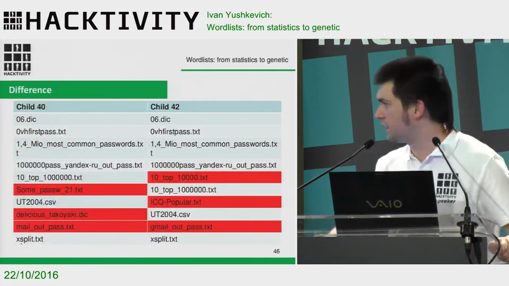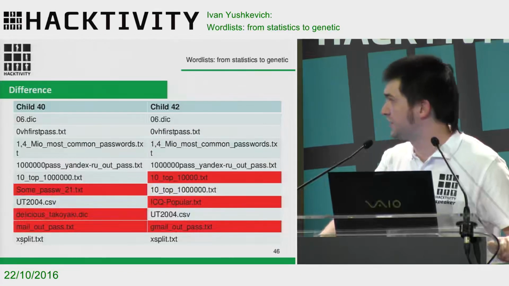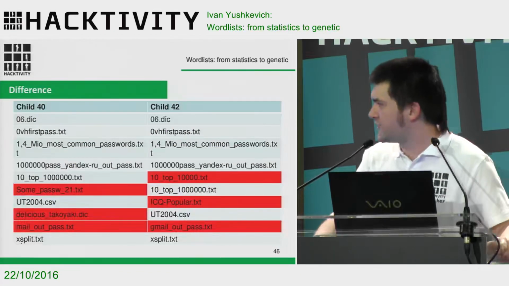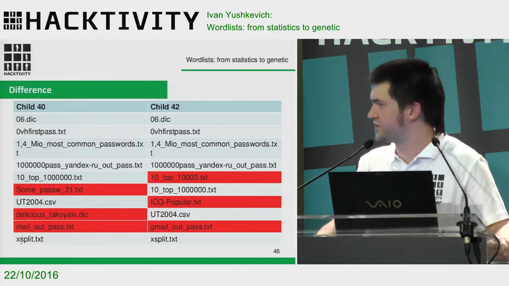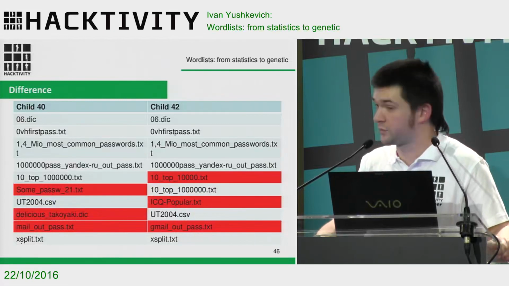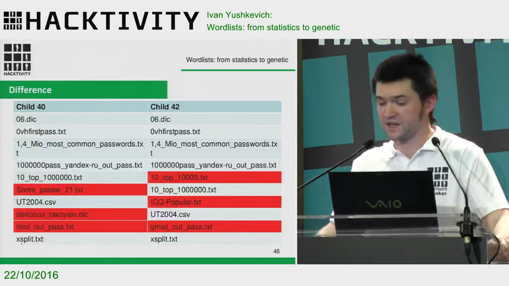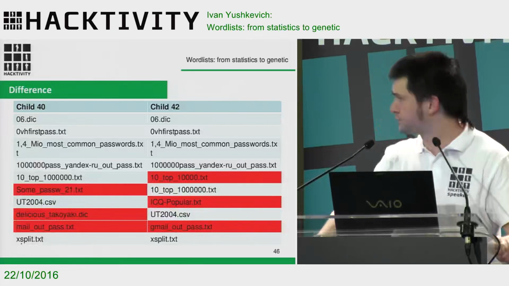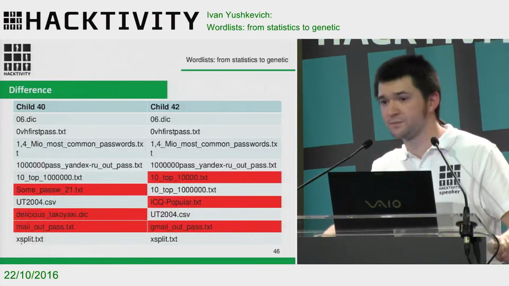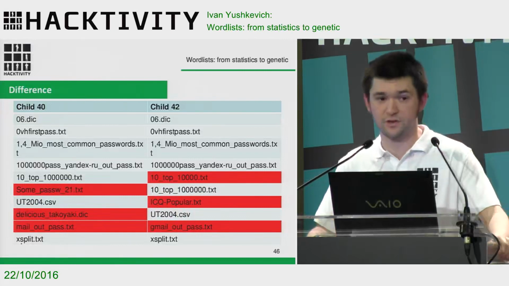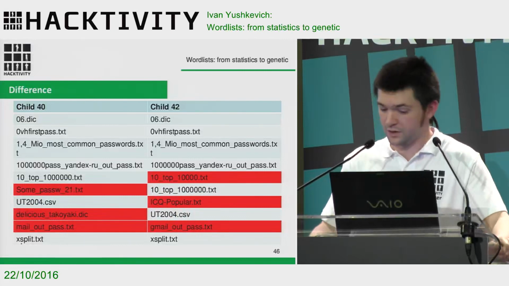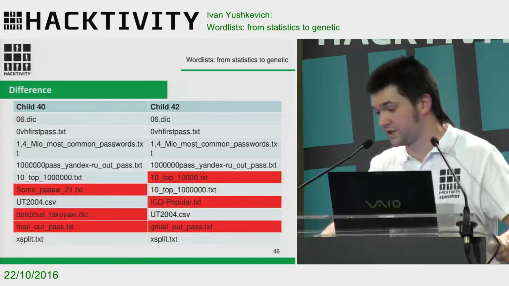Some difference between 2 children: you might see that there are two similar dictionaries like mail out pass and Gmail out pass. They are pretty much the same, except one thing: Gmail out pass has many more user passwords than mail out pass, so the better child preferred it instead of the other.